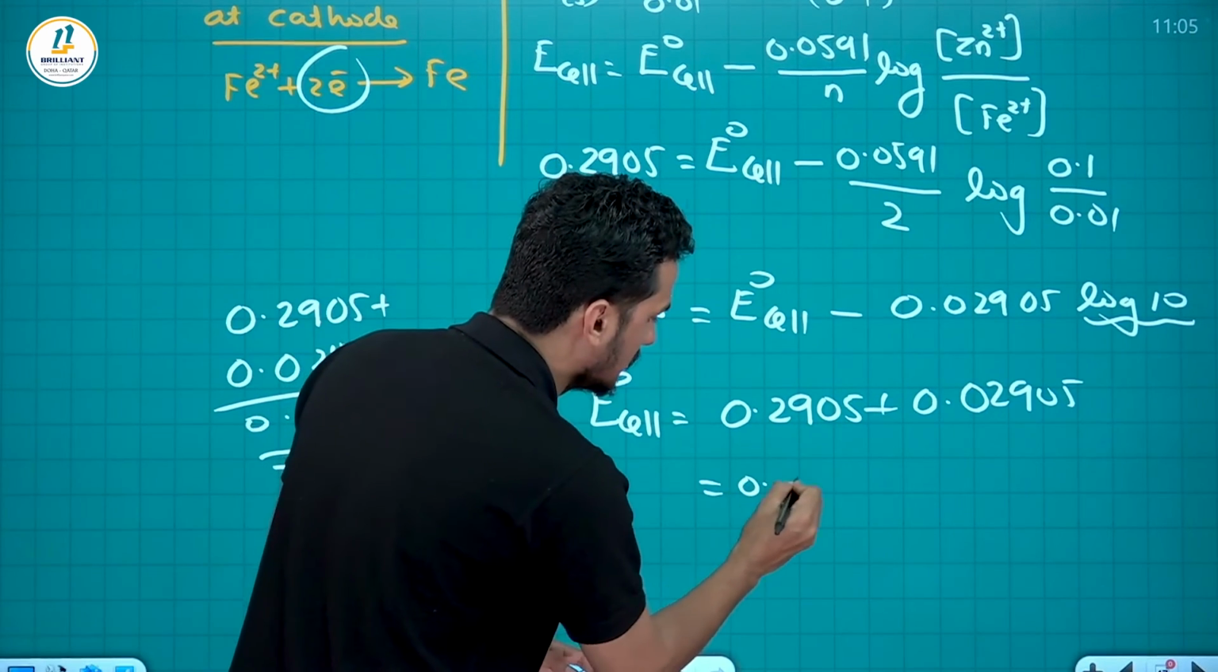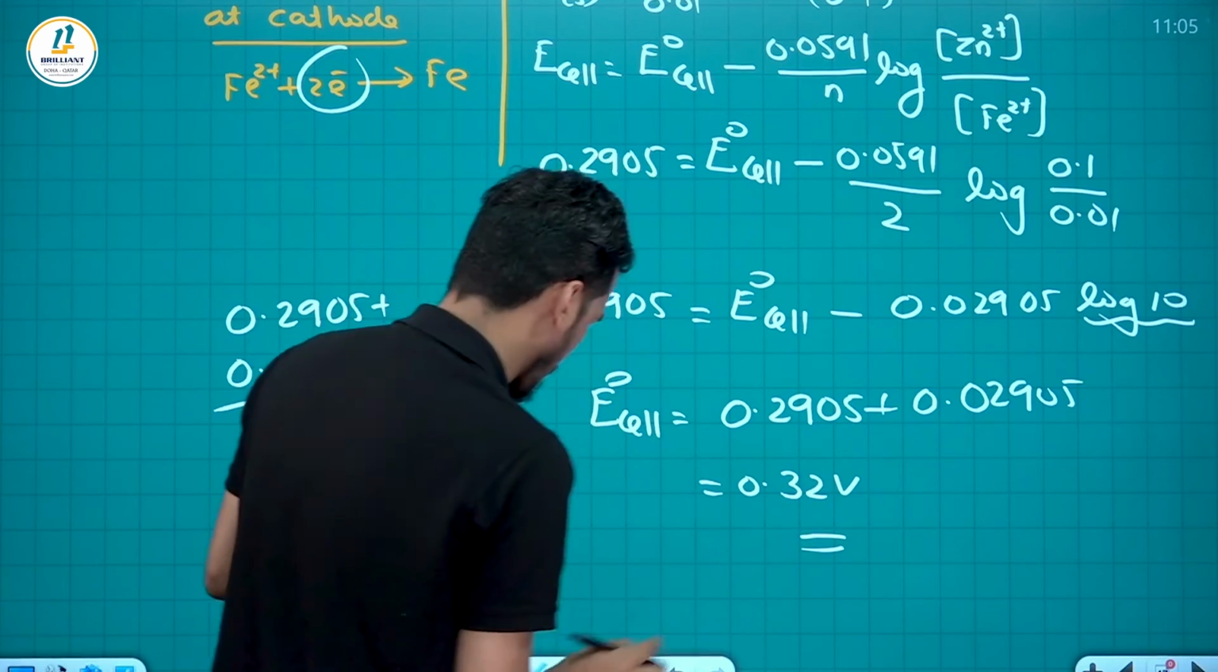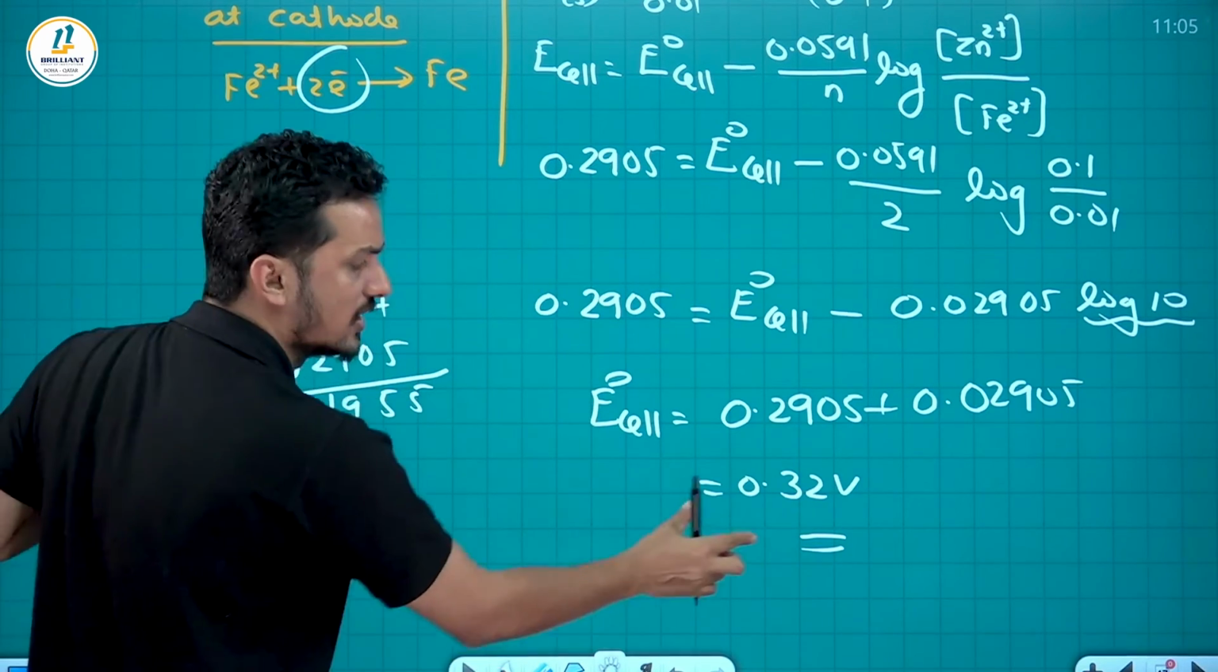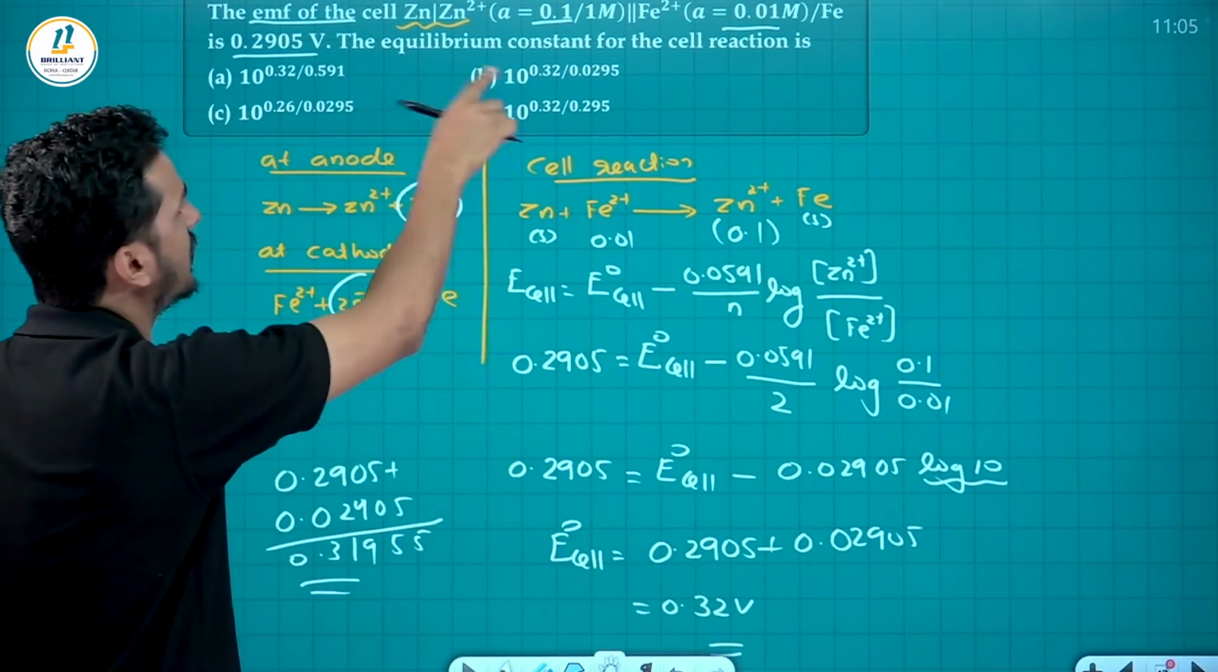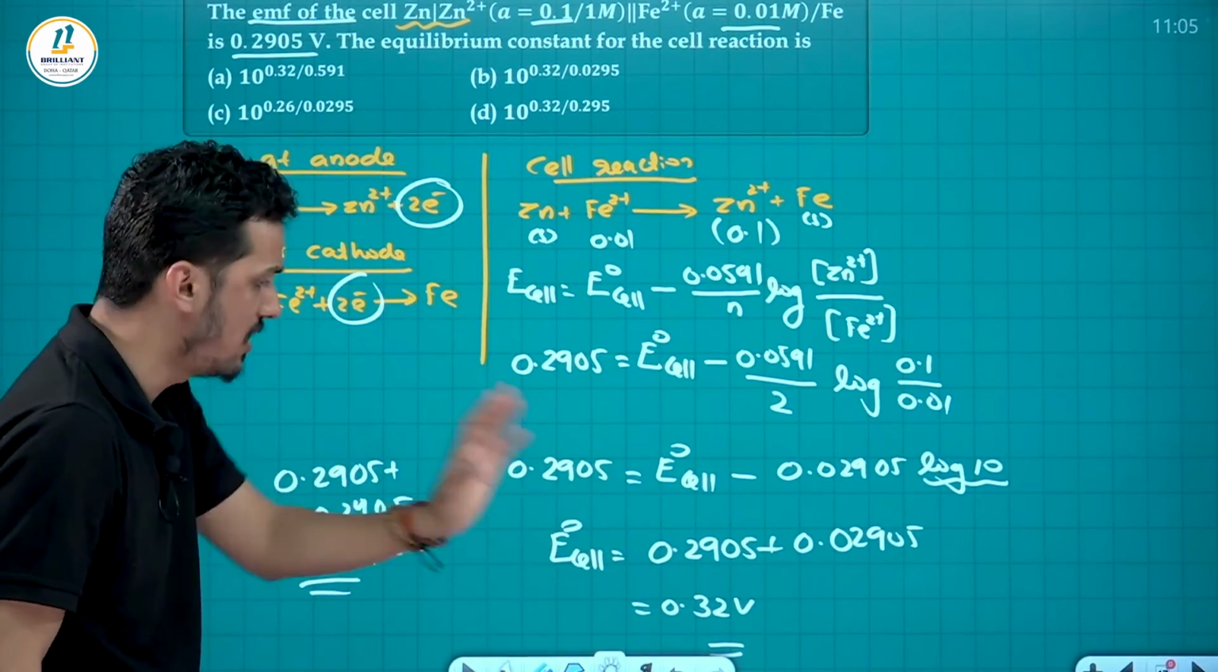So that is 0.32 volt. Why am I taking 0.32 volt? Because in the options you can see, they are giving 0.32 everywhere. That's why I am taking 0.32 volt.